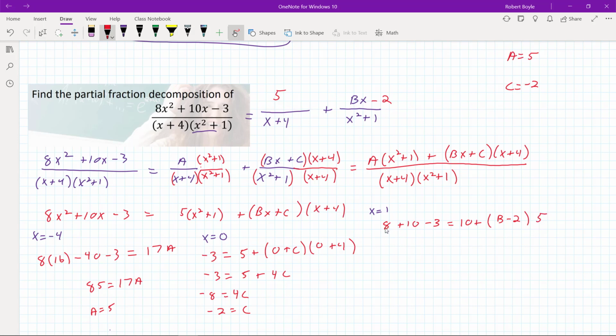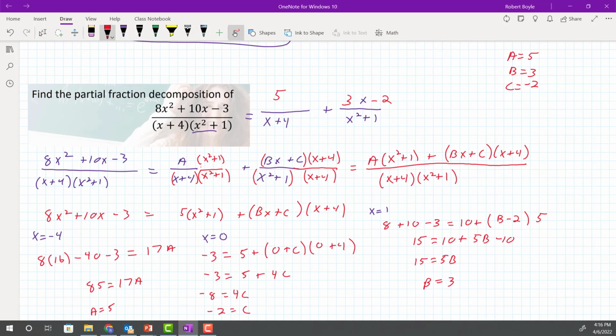Now this is going to be 8 plus 10, which is 18, minus 3, that is 15. And that's going to be equal to 10 plus 5b minus 10. So these cancel. We have that 15 is equal to 5b. And dividing both sides by 5, we have b is equal to 3. So b is equal to 3. And that implies that this right here is equal to 3. And that is our partial fractions decomposition for this particular fraction.